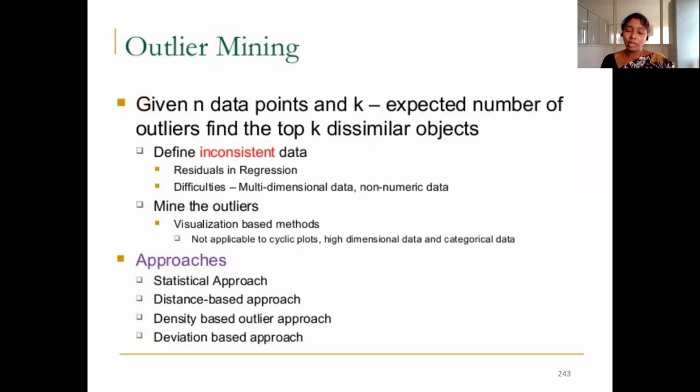Coming to outlier mining, if n data points are given and k is the expected number of outliers, we need to find the top k dissimilarities. But to identify the dissimilarity, first we need to know what the consistent state of the data is, and we need to know about the inconsistent data first. For that, we face some difficulties while dealing with multidimensional data and non-numerical data.